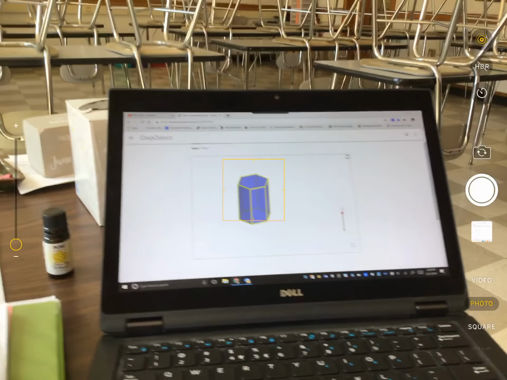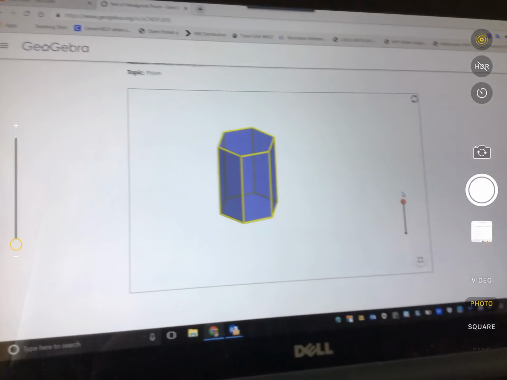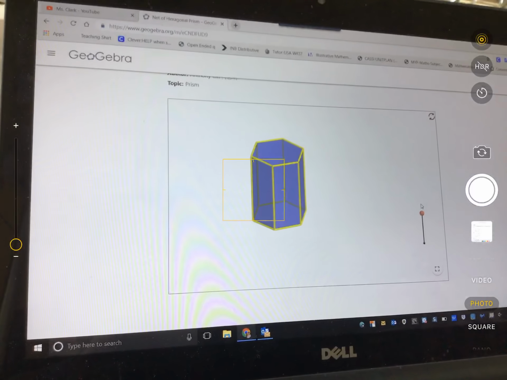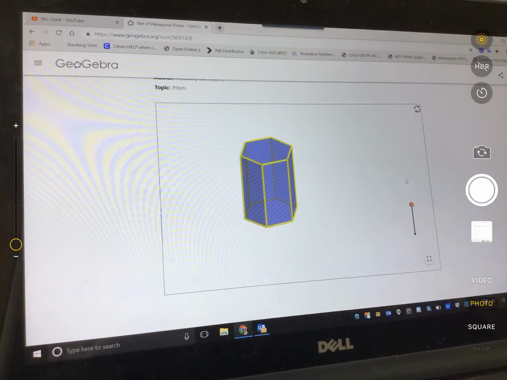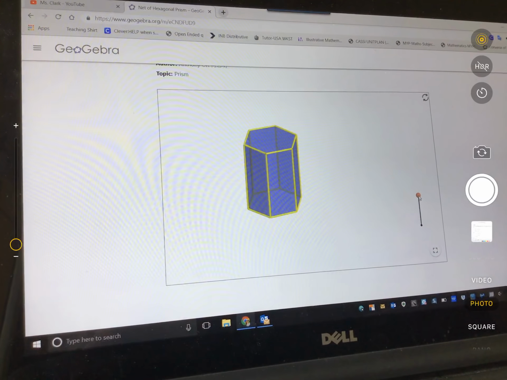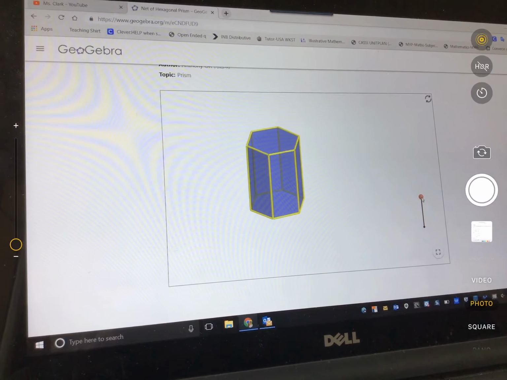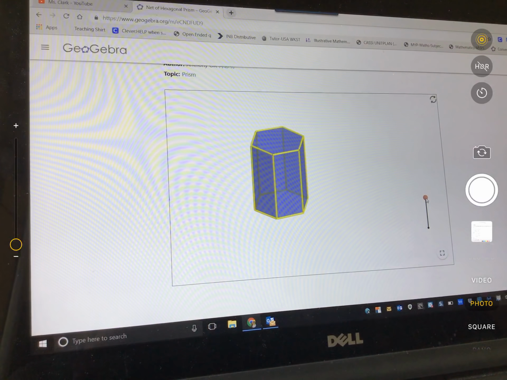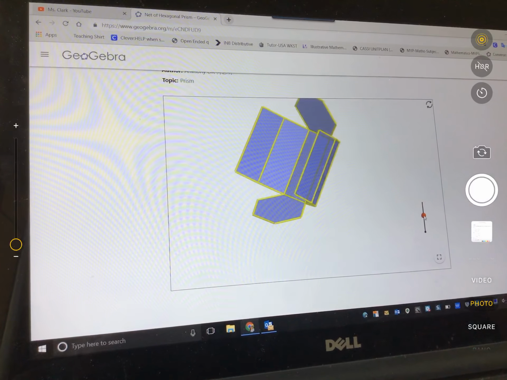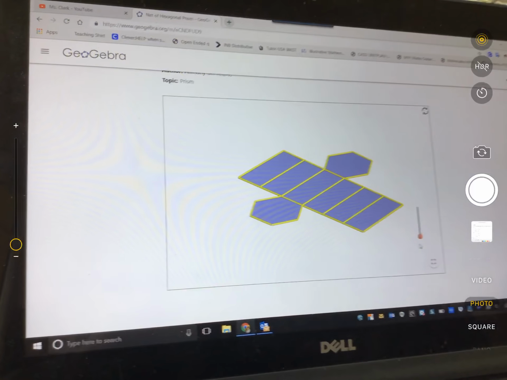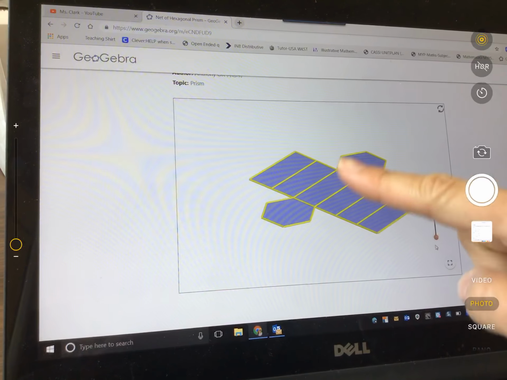So here, what you're going to see is I have GeoGebra up, and there I have a 6-sided, so hexagonal prism. I'm going to pretty much flatten out that 3D figure so I can see the surface area. So that's the area that we'd be trying to find.